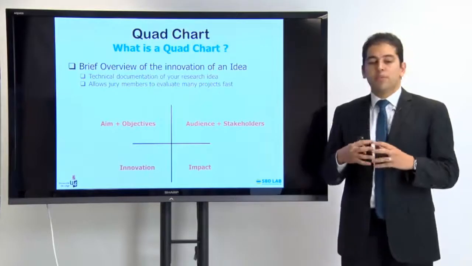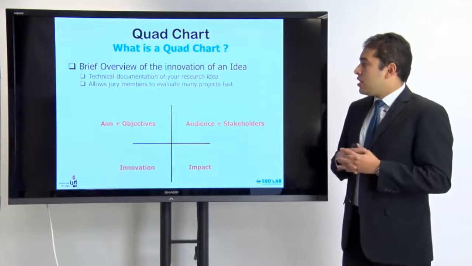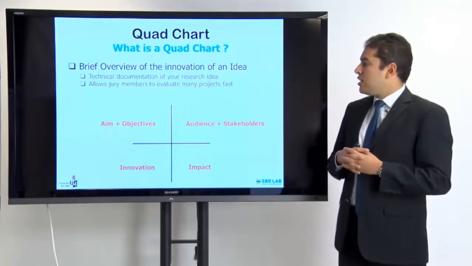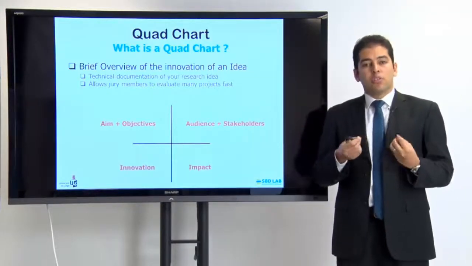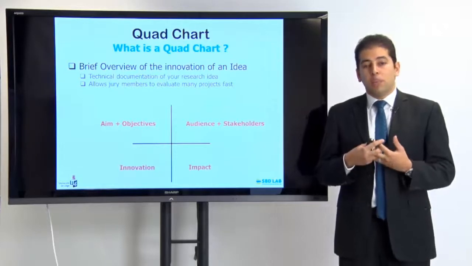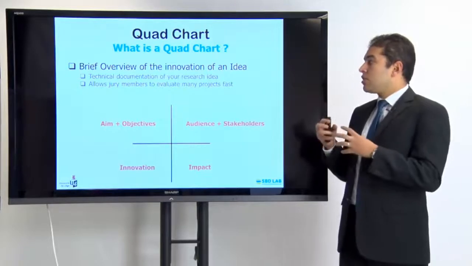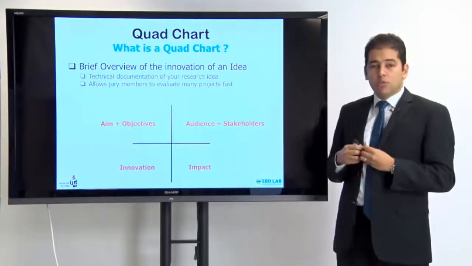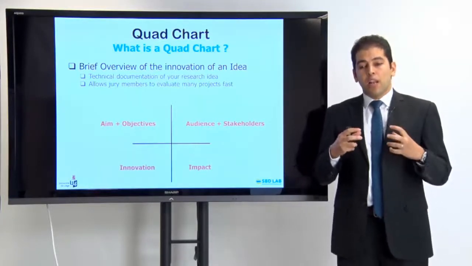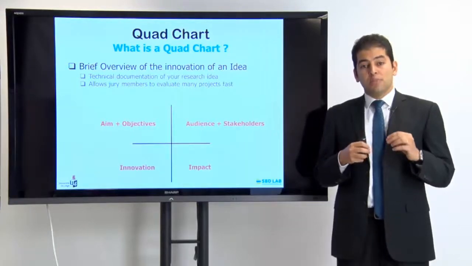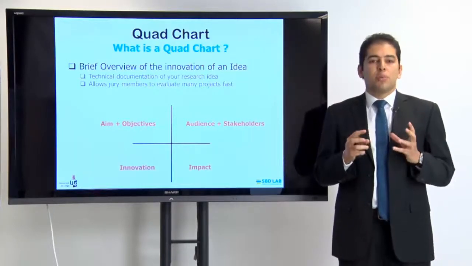We are talking here about a brief overview of the innovation of an idea. Normally, when we are looking at a research idea, we look at the technical documentation of your research idea. What kind of support did you provide in association with your concept? Normally, before working on the proposal, you start to work on this diagram. This is called the quad chart diagram, and it's a very useful tool we use to make sure that you well thought about your concept in a multifactorial approach, covering very important questions.